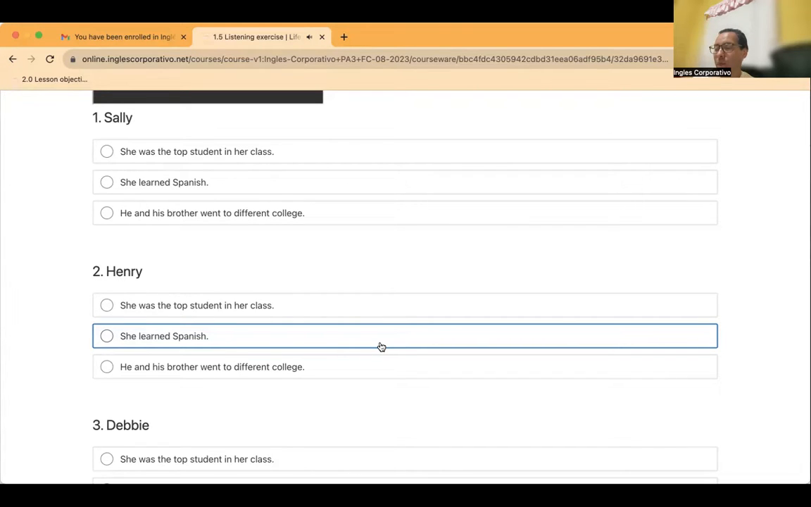Page 74. Exercise 4. Part B. Listen again. What do these three people have in common?